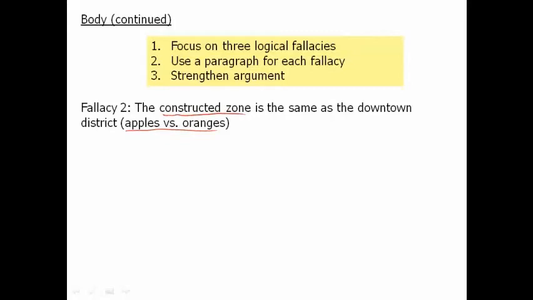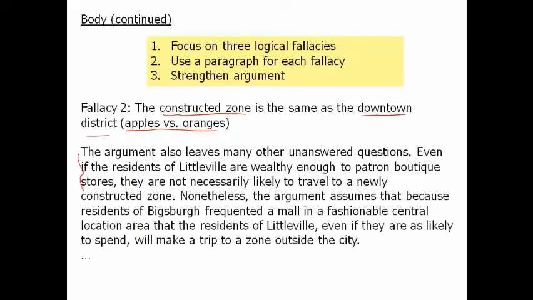It's the construction zone versus the downtown district. If you'll remember, they're assuming that a newly constructed zone outside the city of Littleville is analogous to the downtown district of Vicksburg. And that, of course, is definitely an apples and oranges thing. So you want to highlight that here, and this is what this paragraph does. And in this case, I didn't necessarily strengthen the argument. I just listed what was weak.